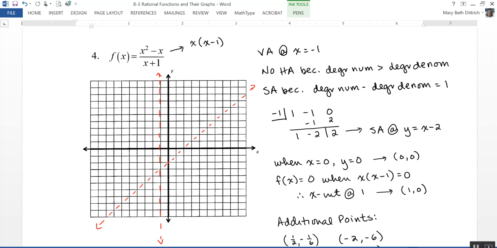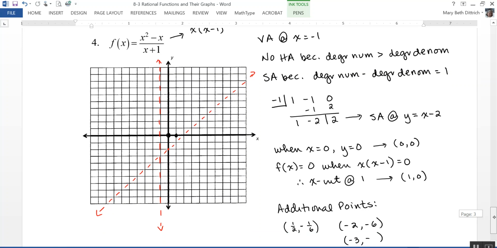So let's take a look at a couple values for our intercepts. When x equals 0, y equals 0, because I'm going to end up with a 0 on top. That's going to give me the origin basically is going to be one of my points, 0, 0. And f of x equals 0 when my numerator equals 0, so x equals 0, we already had that one, or x minus 1 equals 0, so I have an x-intercept at 1. So that's going to be this point right here.